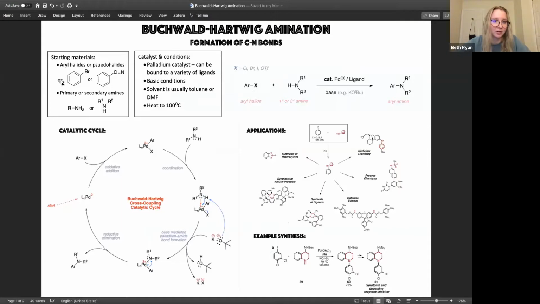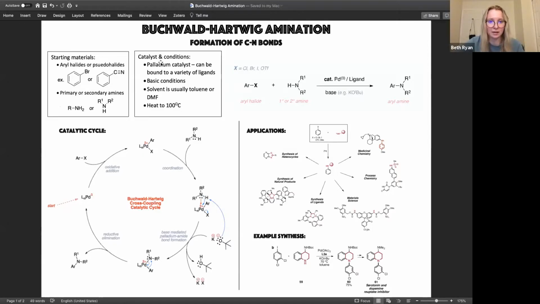So the starting materials are aryl halides or pseudohalides, which I learned are inorganic compounds that are equal in electronegativity, charge, and reactivity to halides. An example I put here is a cyanide, but they can also be isothiocyanates, sulfhydryl groups, azides, and triflates. And the other coupling partners are primary or secondary amines.